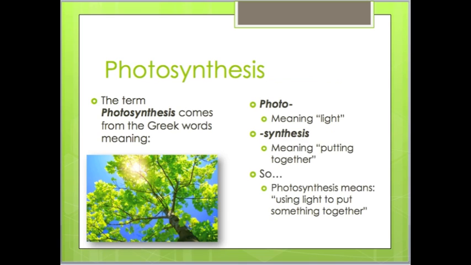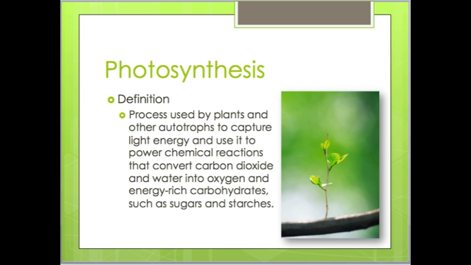The term photosynthesis is derived from the Greek words photo, meaning light, and synthesis, meaning puts together. So simply put, photosynthesis means using light to put something together. Photosynthesis, by definition, is the process used by plants and other autotrophs to capture light energy and use it to power chemical reactions that convert carbon dioxide and water into oxygen and energy-rich carbohydrates such as sugars and starches.